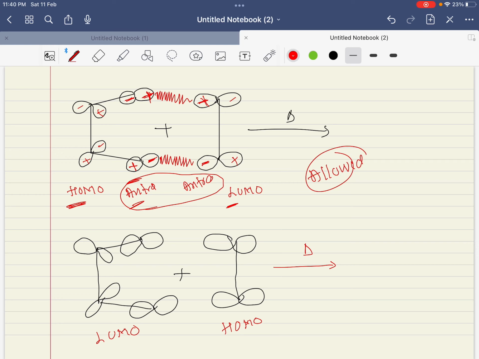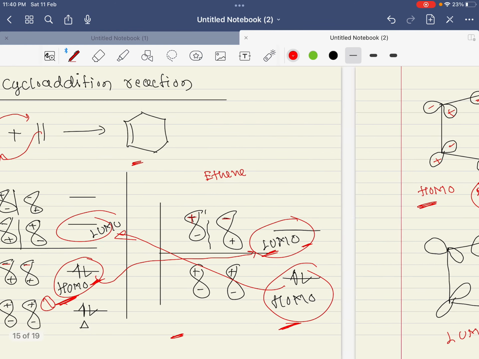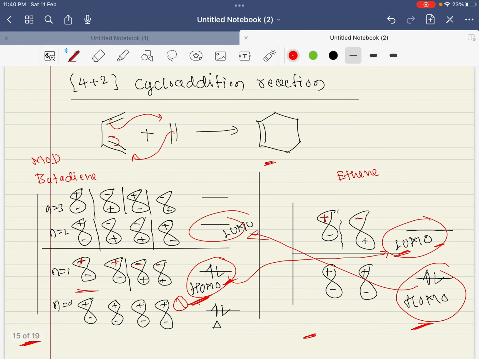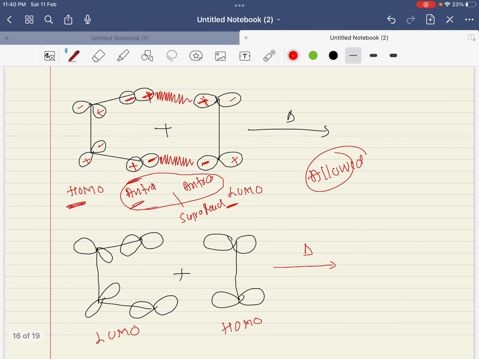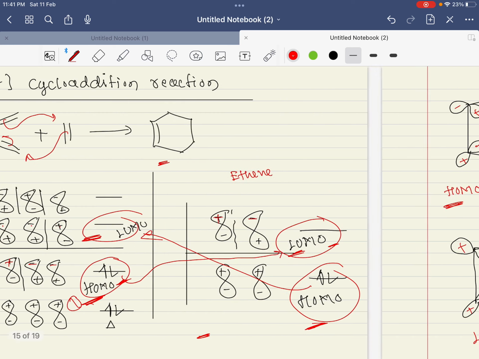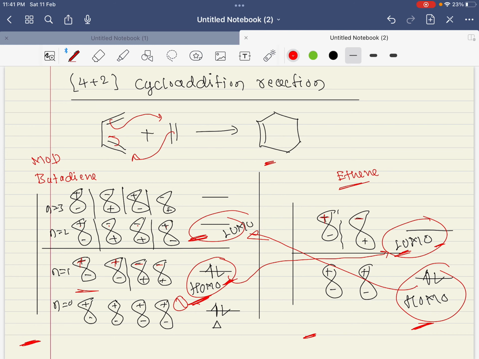If intra, you know that this is suprafacial. We'll take another combination here. LUMO of butadiene we will take. One is positive, one is negative, one is negative, one is positive. So these two will be positive, these two will be negative. This is negative, this is positive, and this is negative. And we'll see the HOMO of ethene. Both are positive.